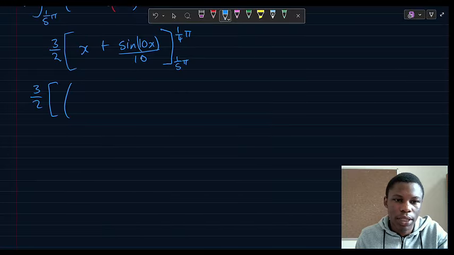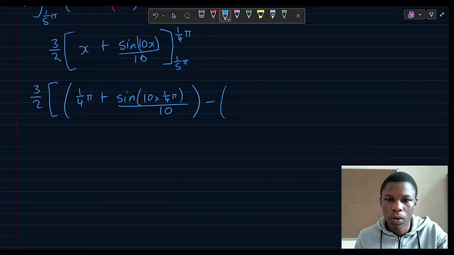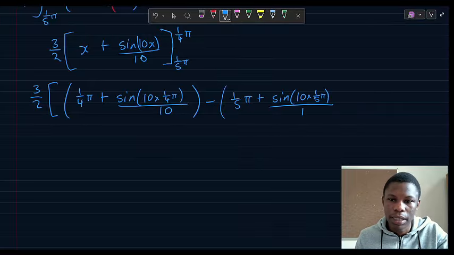So that's going to be 1/4 pi plus sine of 10 times a quarter pi, all over 10, minus, we'll do the lower limit, that's a fifth pi plus sine of 10 times a fifth pi over 10.